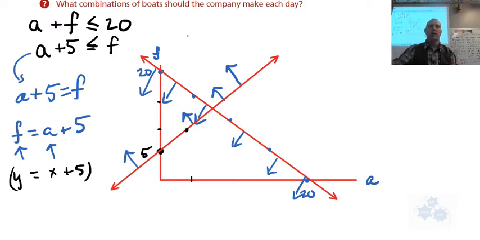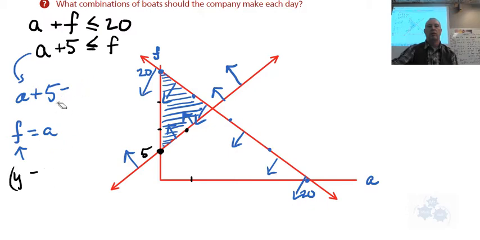Okay. So it looks like the overlapping region is going to be here. This is going to be your overlapping region. That's the feasible region right there. So any combinations of boats in this region will work. Okay? So the question actually says, what combinations of boats should the company make each day? So there would be a number of answers, because it just says how many boats satisfy the criteria, right?